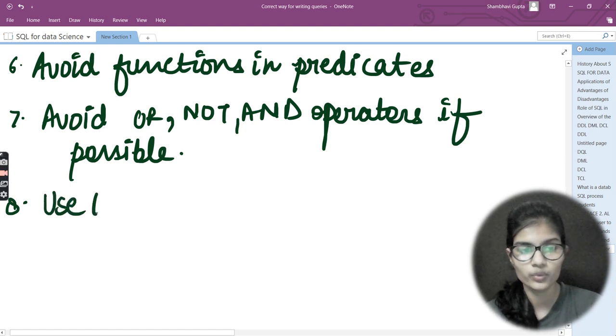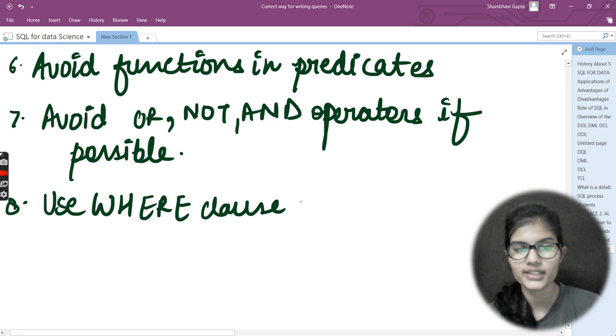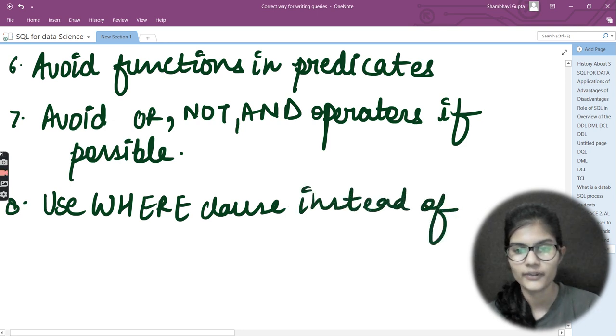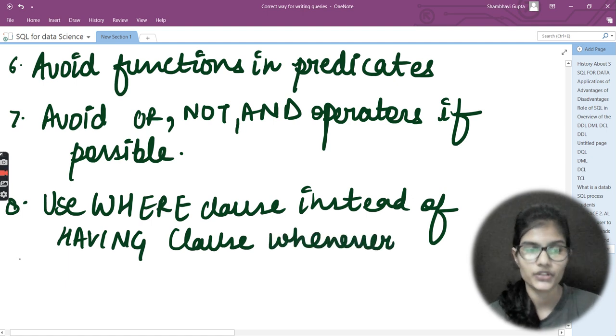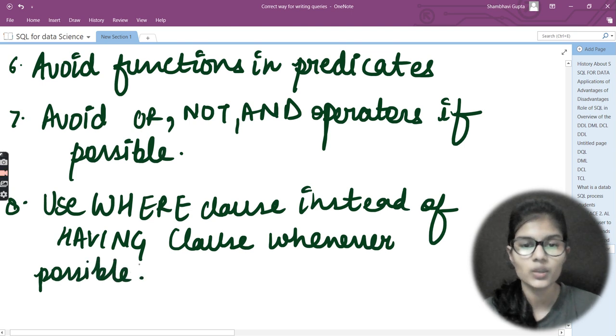Next we have: use the where clause instead of having clause whenever possible. So use the where clause instead of having clause whenever it is possible.